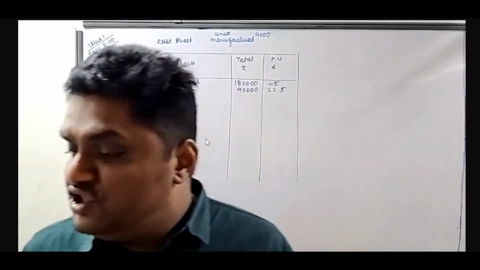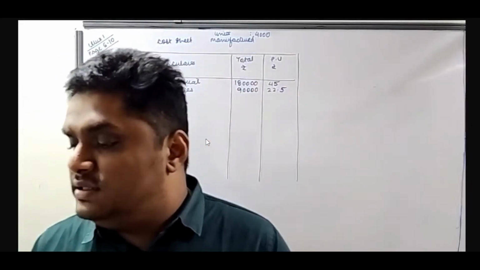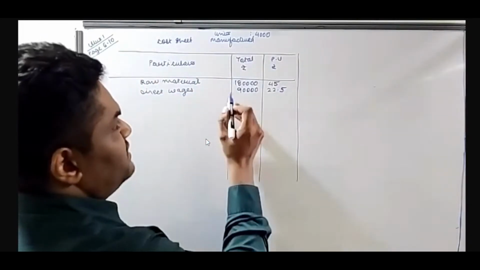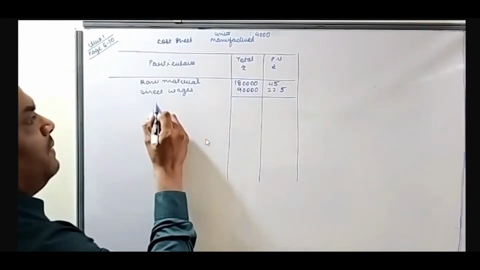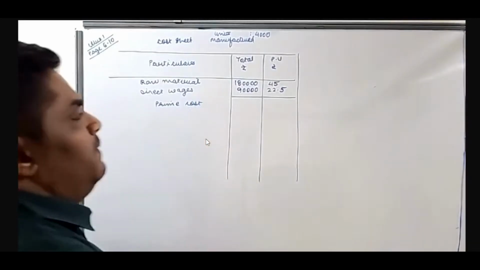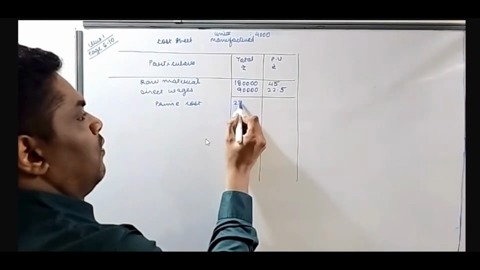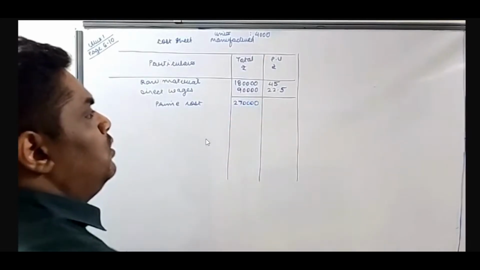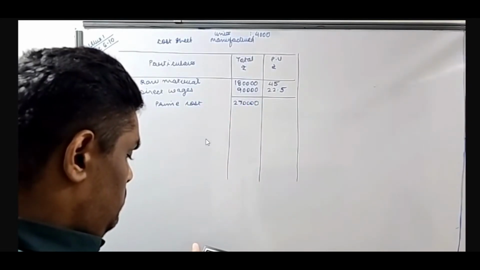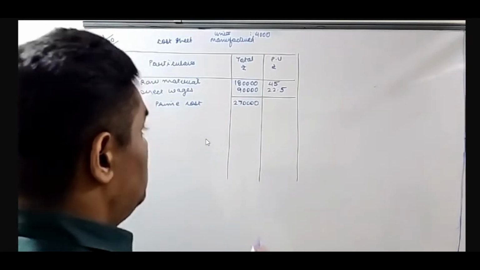No information is given in the question as regards direct expenses. So since no information is given as regards direct expenses, this will be my prime cost. That is 2,70,000. This is 60.